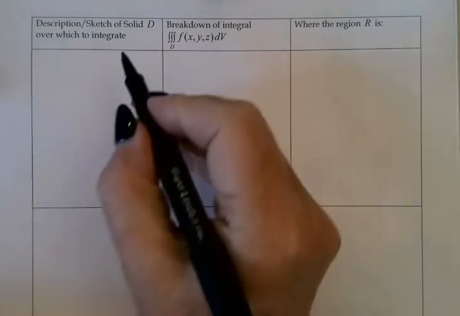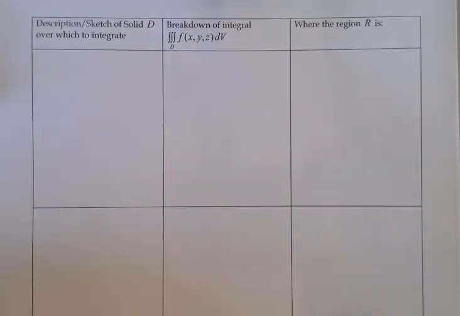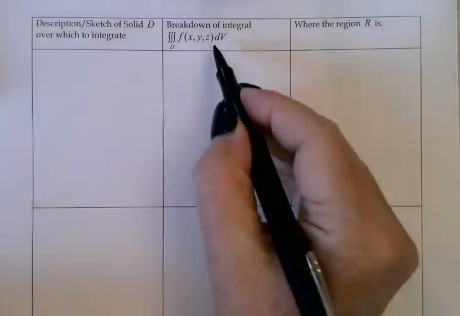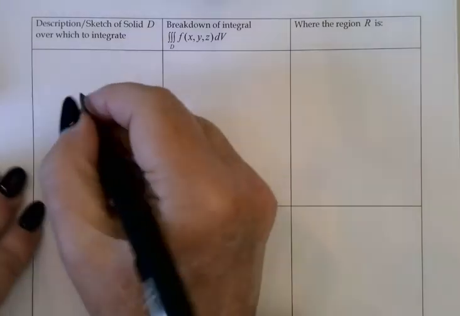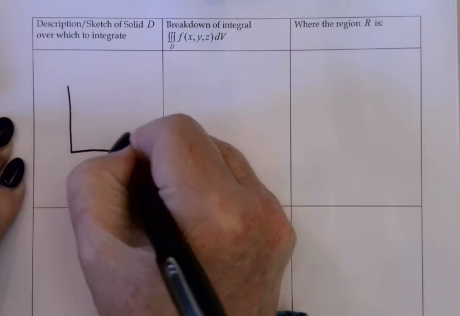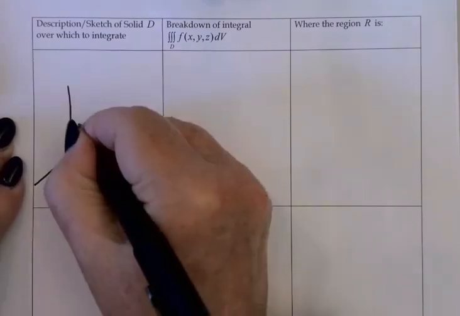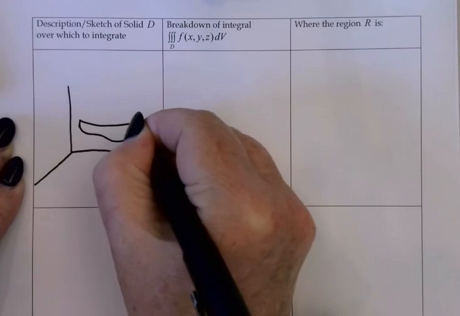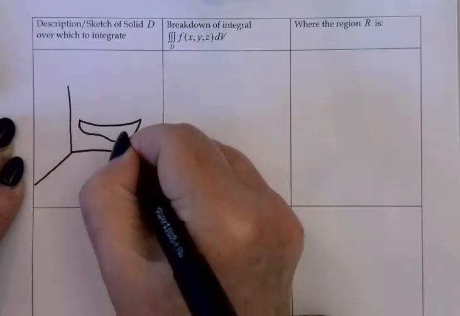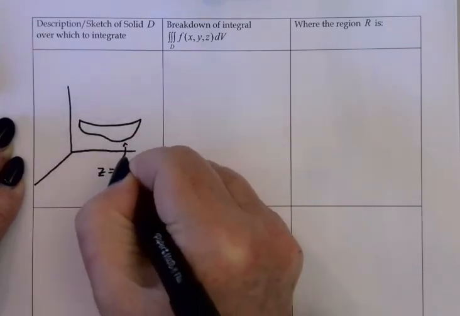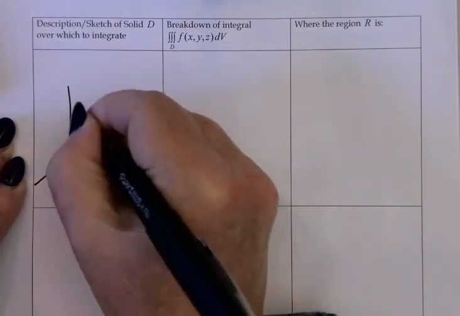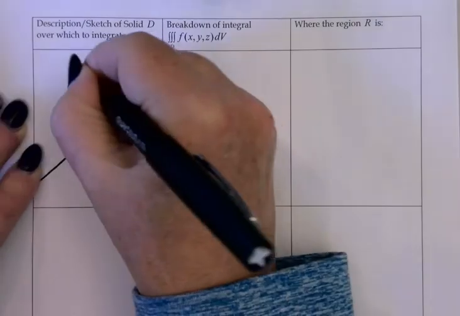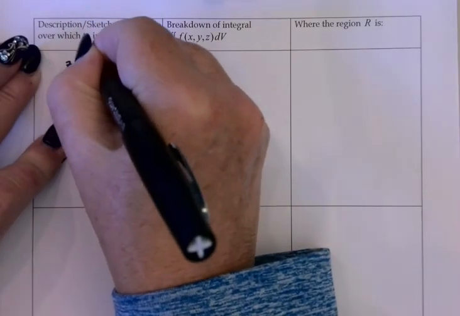So, if I'm going to make a little sketch of my solid, we'll then talk about how the integral breaks down for that solid, and then we also need to talk about something about the region R. I'm going to start by imagining that I've got a solid with some function z equals g of x and y below, and then another function z equals h of x and y above.